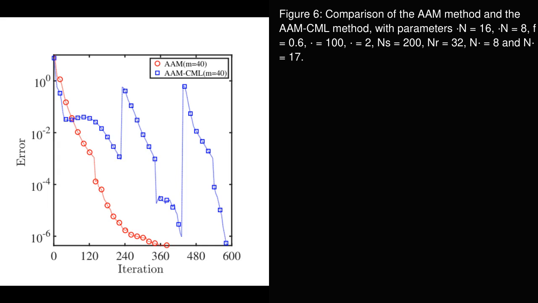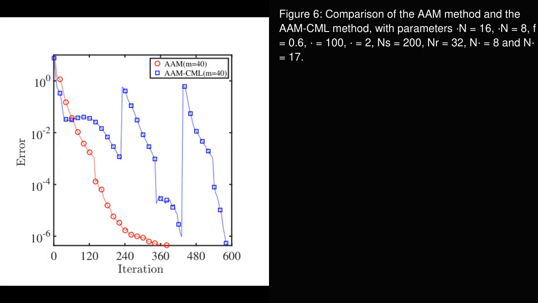The figure displays the SCFT iteration error for both the standard AAM method and the AAM-CML method across iterations. At each transition to a finer grid, the iteration error jumps noticeably but decreases quickly to the required accuracy tolerance, showing effective convergence. Importantly, although the AAM-CML method may take more total iteration steps to achieve convergence, it drastically reduces the actual CPU time required.